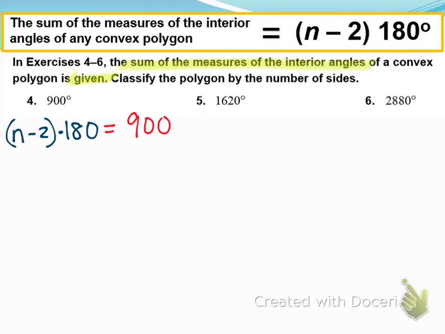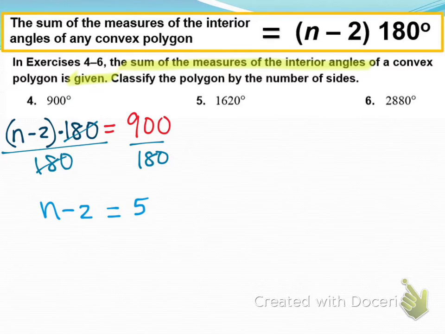So what would I do first? Divide by 180. Most people do this really well, the dividing by 180. It's the next step that they usually, if they get it wrong, this is where they go wrong. So you have n minus 2 equals, what's 900 divided by 180? It's 5, yeah? All right, and then this last step, you have to add 2. A lot of people try subtracting 2, which would mean a triangle, which is not 900 degrees.